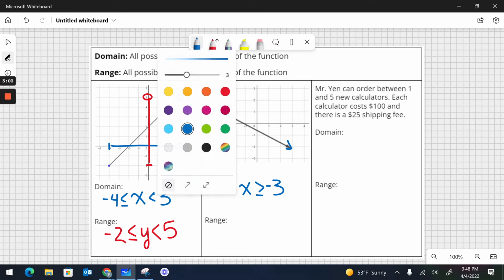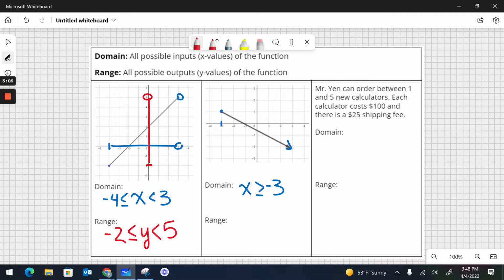For the range, based on where the endpoint is on the left, the highest that this graph will go is to a y of 1, and then it goes down from there. So the y, or the range, can be everything less than or equal to +1.